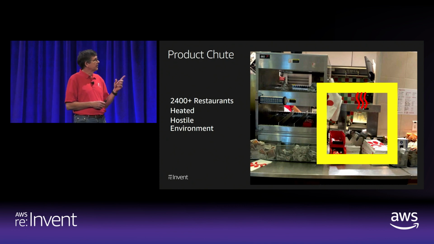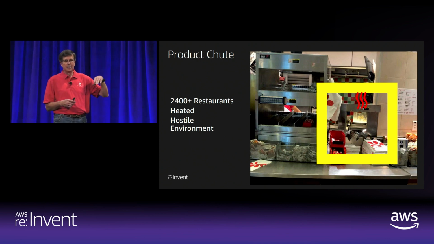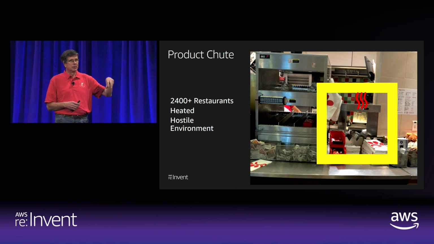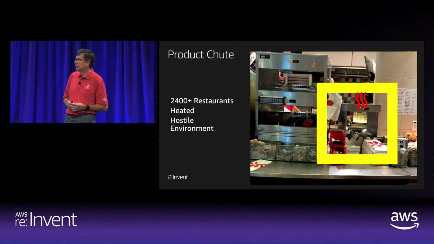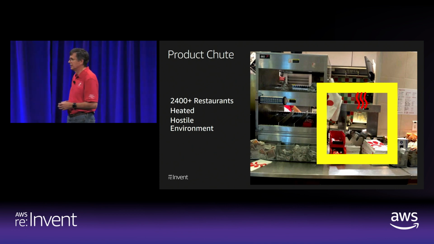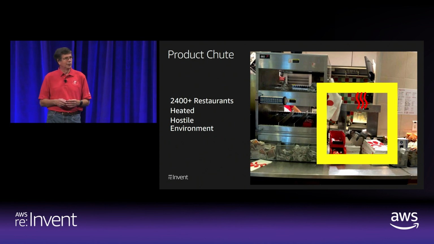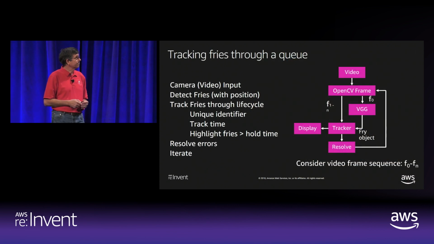A couple of other gotchas: there's a heated hood over top of the fries, which is extremely hot, to the point that I'm sure it would melt a camera. So you can't put the camera over top of the fries, and you're going to see in a few minutes that would have made life a lot simpler because it would have eliminated occlusion, which I'll talk about in just a minute. Likewise, generally speaking, it's a hostile environment, so you can't just slap a computer on the side of this fry station. I'm sure it wouldn't last much more than a week.